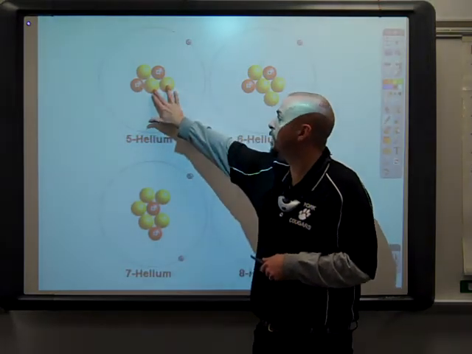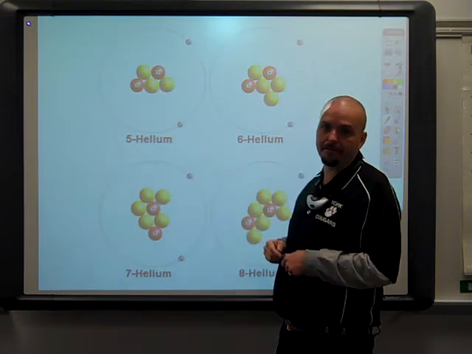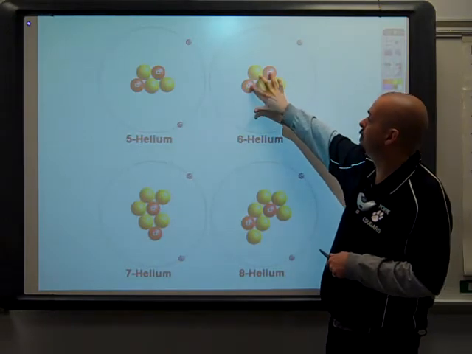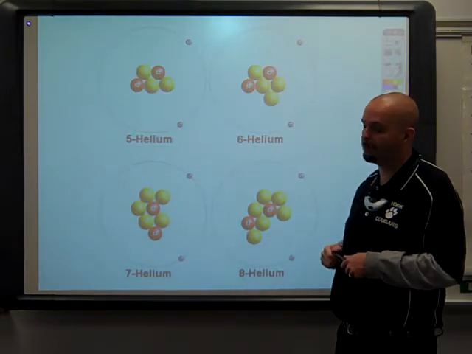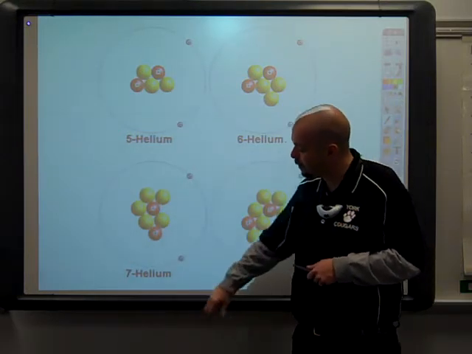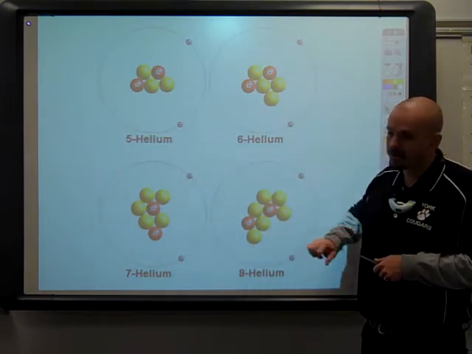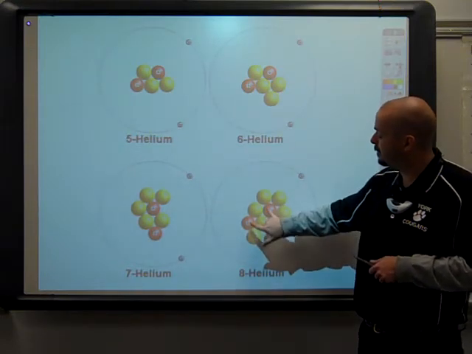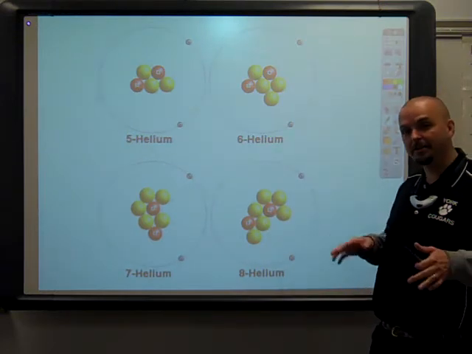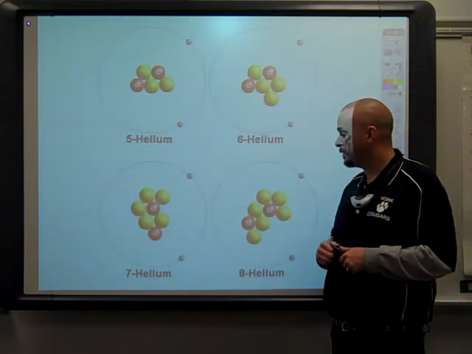This one has 3 neutrons. Combine that with the 2 protons, its mass is 5. This one has 4 neutrons. Combine it with the 2 protons, its mass is 6. This one has 5 neutrons. Again, combine it with those 2 protons, mass is 7. This one has 2, 4, 6 neutrons. Combine it with the 2 protons, its mass is 8. Again, it's just a difference in the number of neutrons. It's a difference in their mass.